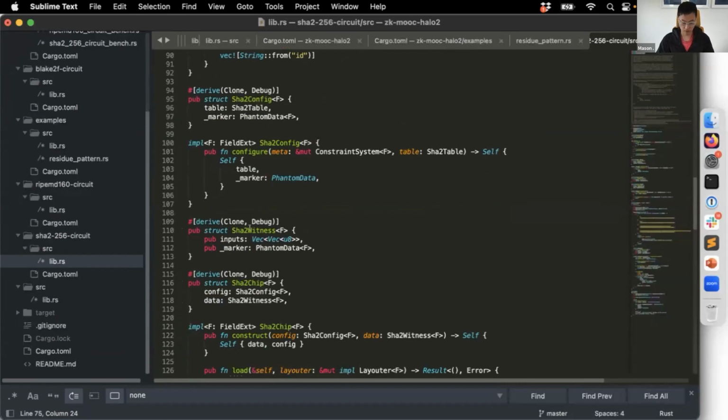And then there's this witness struct, which is the inputs to the SHA-2 function. This is going to be a vector of bytes, and basically every vector of bytes is one input to the SHA-2 function that we want to compute the SHA-256 of.